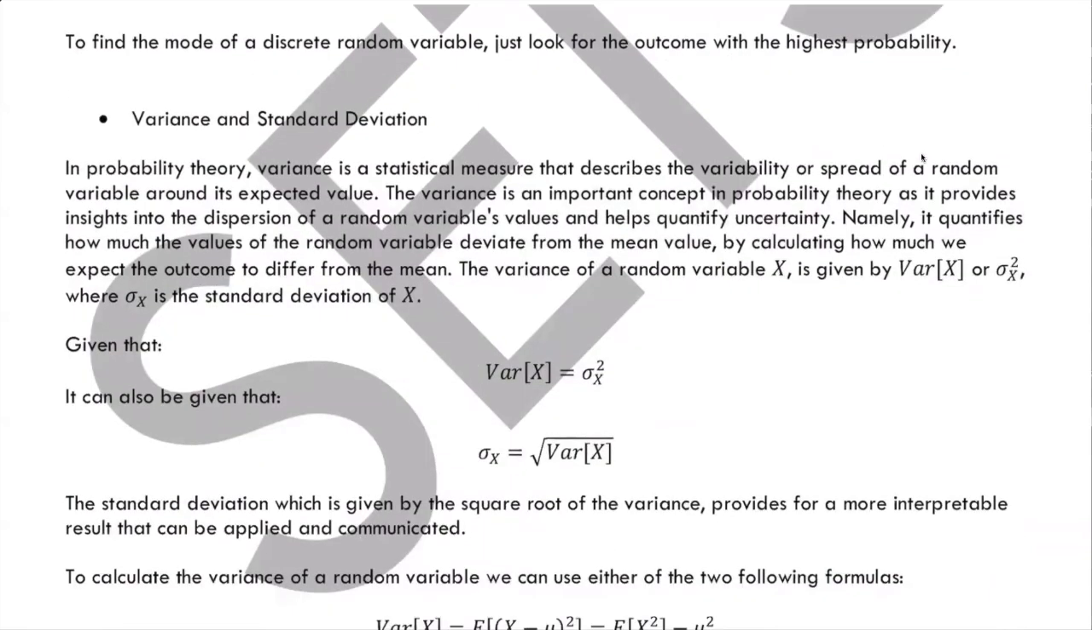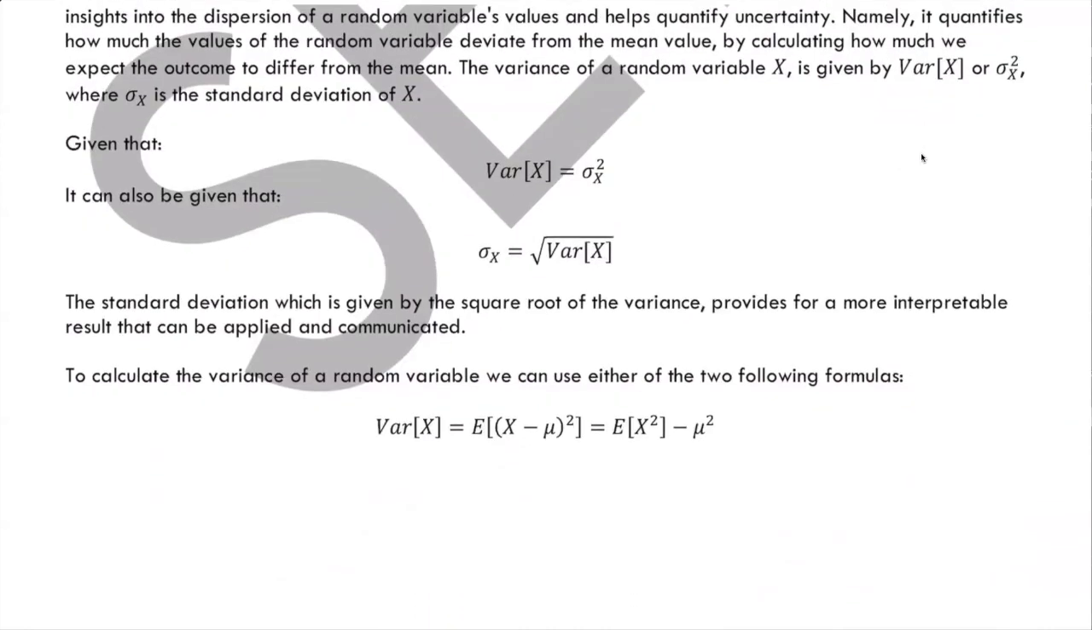Then variance and standard deviation. We know this is a measure of spread. Higher variance means that our outcomes are more spread out and we're more uncertain about our outcome. Lower variance means our outcomes are more consistent. The way we calculate variance is we use this formula here.